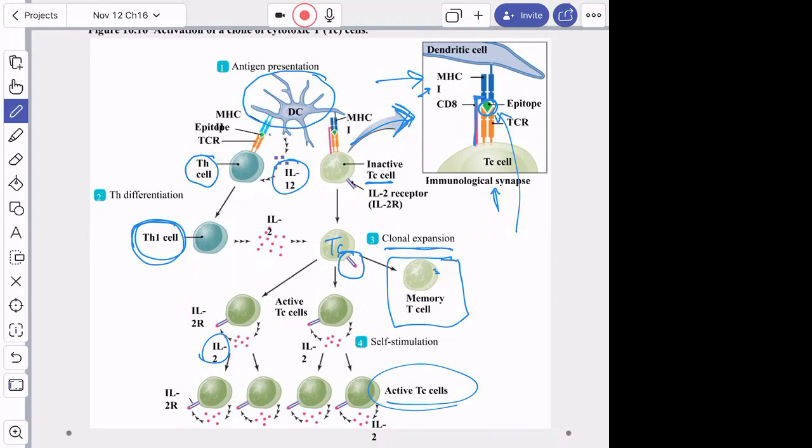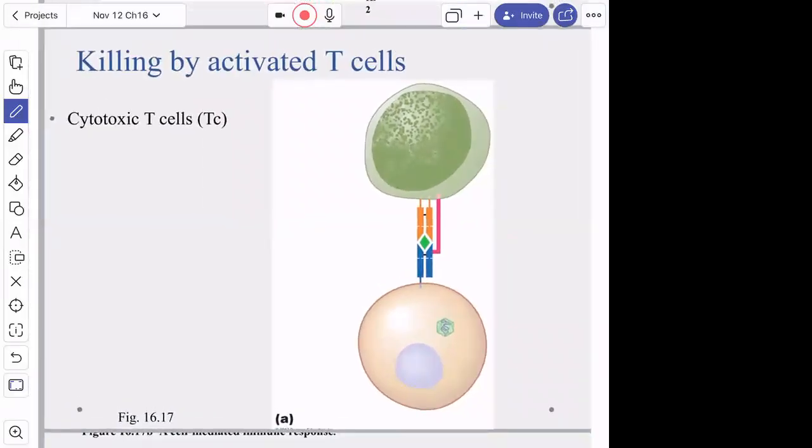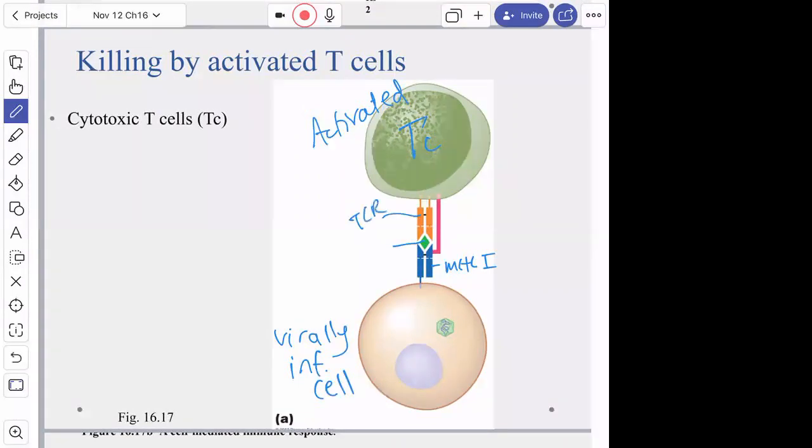Okay. What do the cytotoxic T cells do? So once a cytotoxic T cell is activated, okay, so this is activated. Once it comes in contact with a virally infected cell, okay, here's again the MHC class 1 that's presenting the epitope. Here's the T cell receptor and the CD8. Once that synapse is now made with an activated cytotoxic T cell, okay, then the activated cytotoxic T cell is going to start pumping out a couple of cytokines that are going to act to kill this virally infected cell.